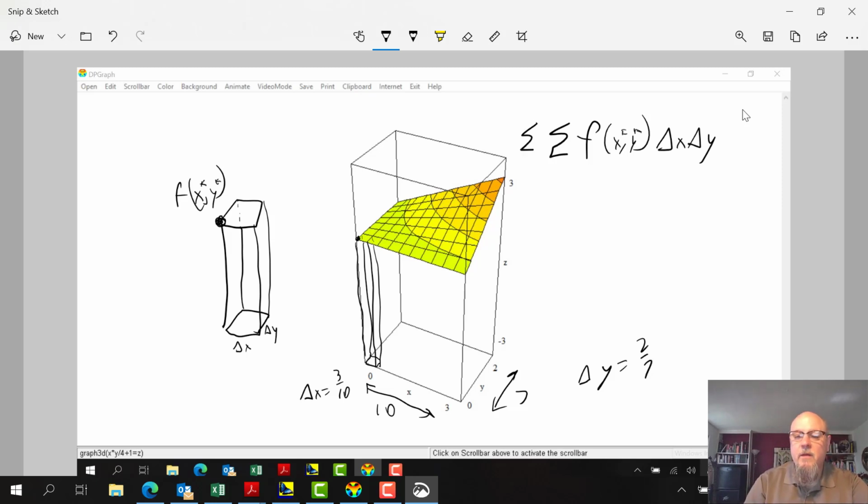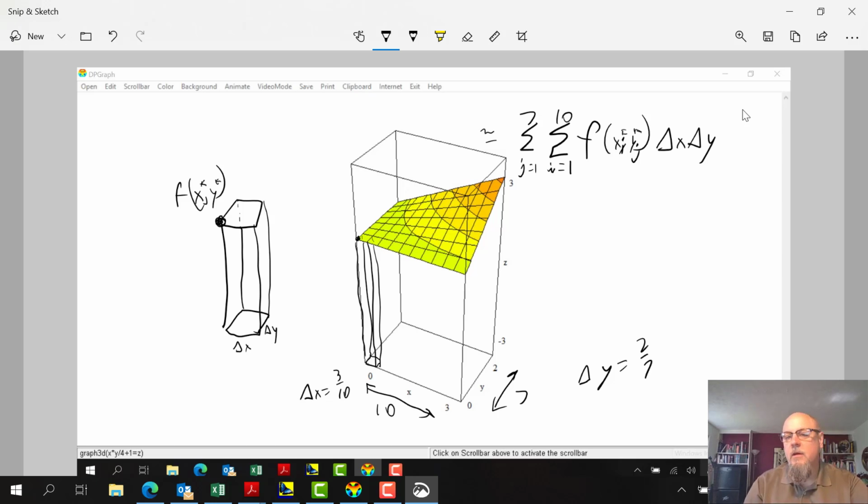And I've got the sum. So I'm going to sum up, let's make the i's for x and the j's for y. So i is going to go from 1 to 10, because there's going to be 10 of these x values. And the j is going to go from 1 to 7. When I sum up this double sum, this will be the sum of all of the heights taken on the bottom left corners. And this will approximately be the volume.